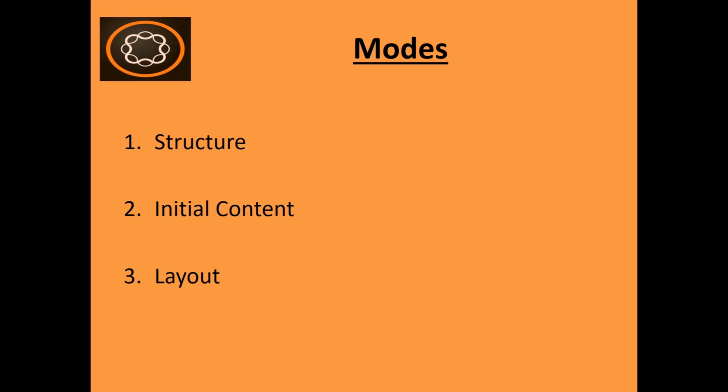While using editable templates, you will be using three modes. The first one is structure, initial content and layout. In structure mode, you can define what components a template can hold. Initial content mode defines what the initial content for each of these components should be. For example, you can predefine text in a text component, images in the image component. Whereas in layout mode, you can define how the layout goes based on the device format.